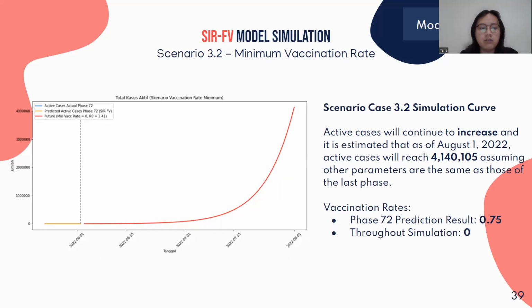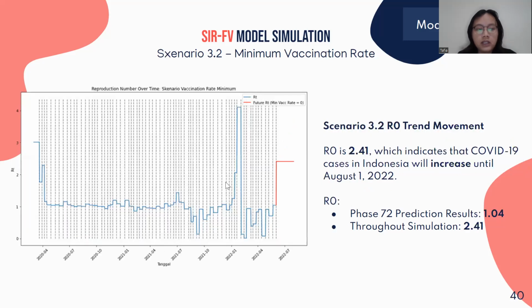In this scenario, it can be seen that active cases will continue to increase, and it is estimated that as of August 1st, 2022, active cases will reach 4,140,105, assuming other parameters are the same as the parameters of the last phase. In this scenario, R0 is 2.41, which indicates that COVID-19 cases in Indonesia will increase until August 1st, 2022.